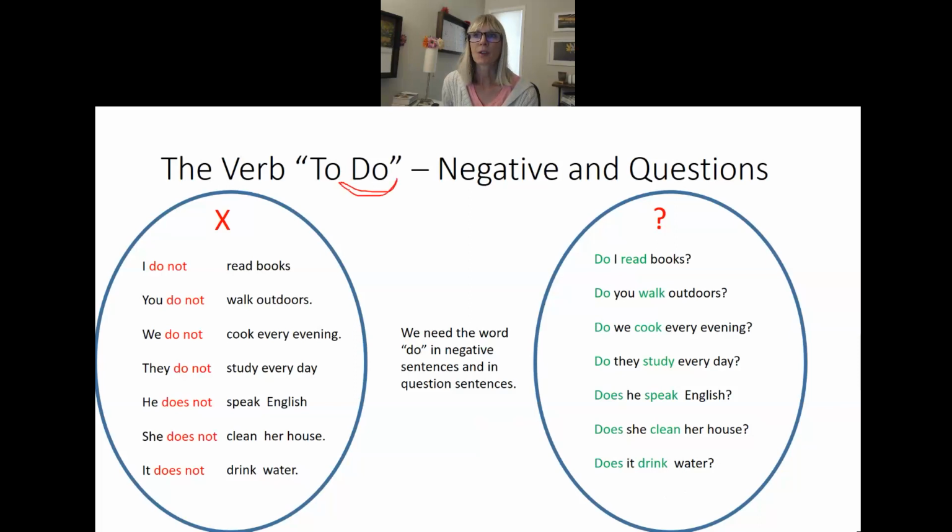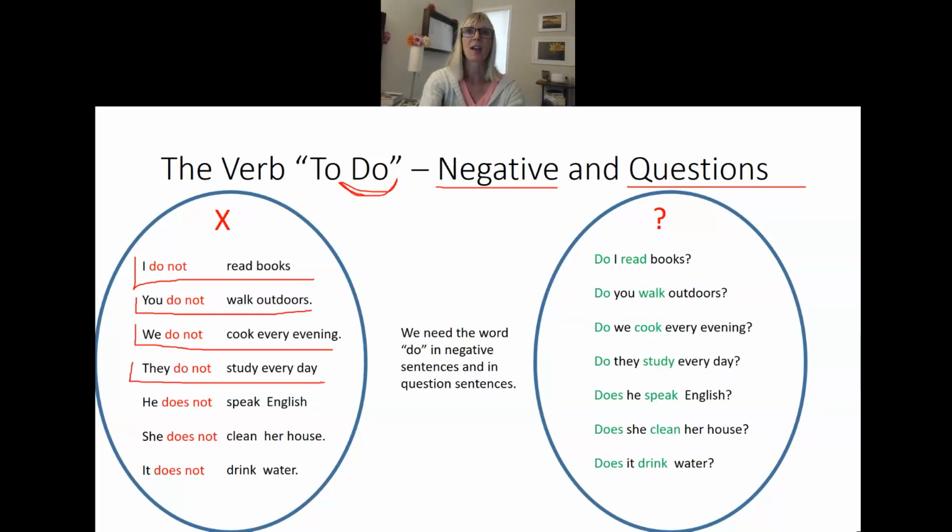We do use the word do in negative and questions. In negative sentences, I do not read books. You do not walk outdoors. Okay? We do not cook every evening. They do not study English every day. He does not speak English. We need periods, by the way. She does not clean her house. It does not drink water.